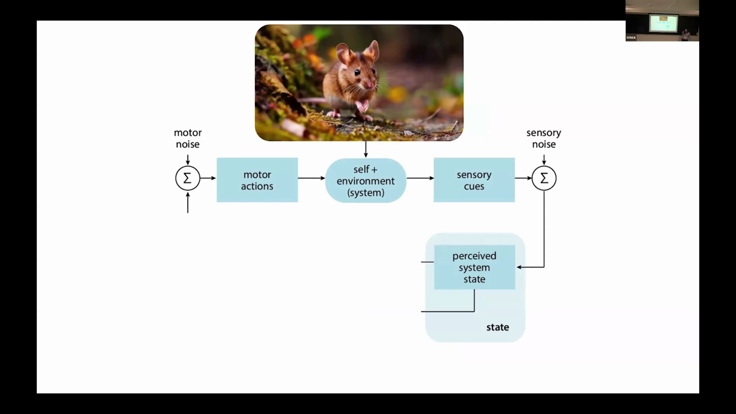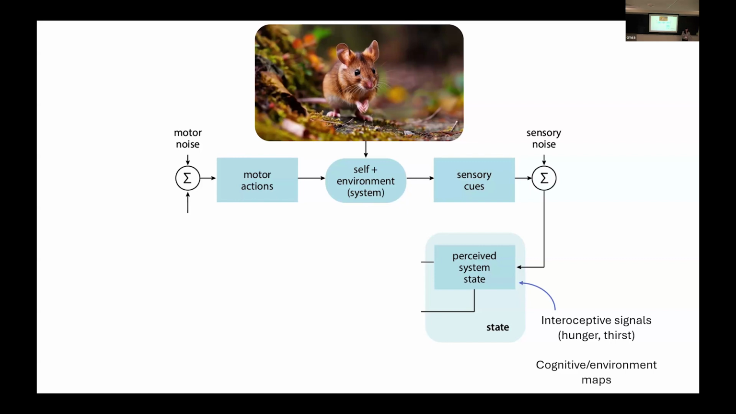So if we go back to mice instead of thermostats, we have two pieces that are happening within the brain. So this is all exterior to the brain up here, and then inside the brain, brains have to form representations of the perceived state of the environment and of themselves.